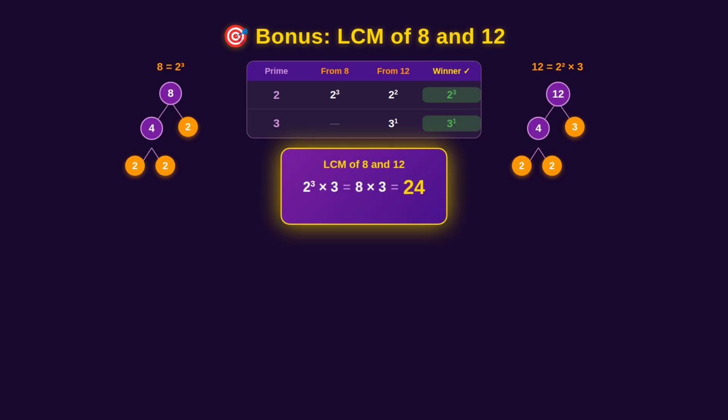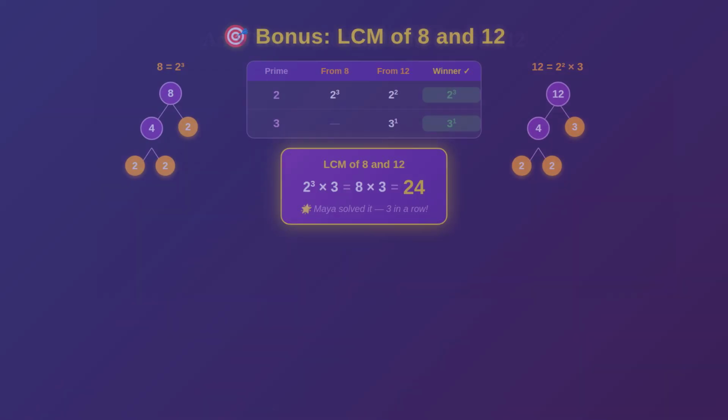Now take the highest powers. For the prime 2, we have 2 cubed. That's the highest. For the prime 3, we have 3 to the first power. Multiply them. 2 cubed times 3 equals 8 times 3 equals 24. The LCM of 8 and 12 is 24. Look at Maya go. She just solved 3 in a row.